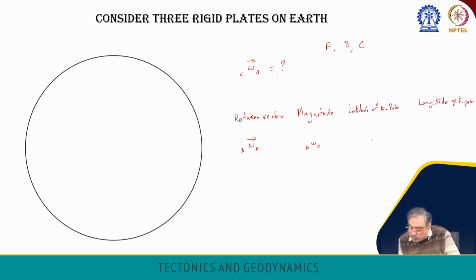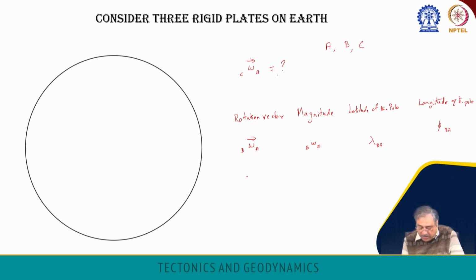Let us say the latitude of the Euler pole is also known to us. This is lambda BA, whereas the longitude is phi BA, right? So this is the notation that we'll use to work out how to calculate what we want.